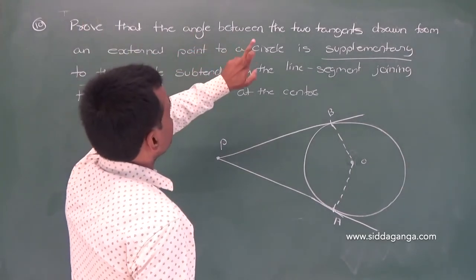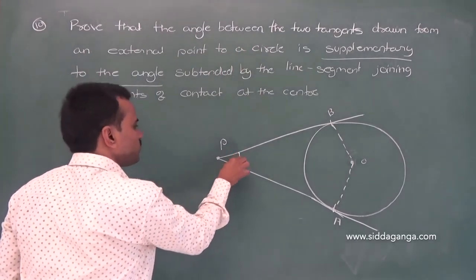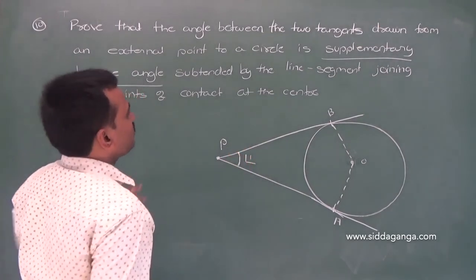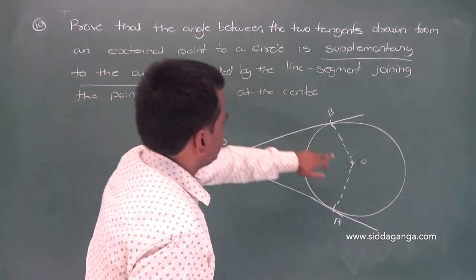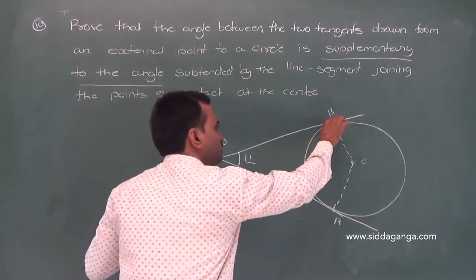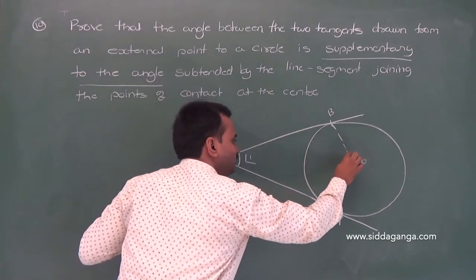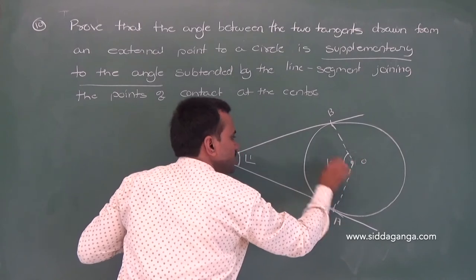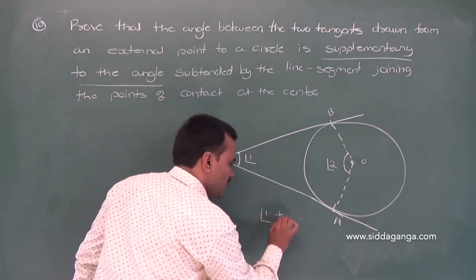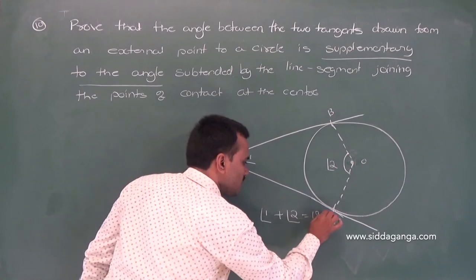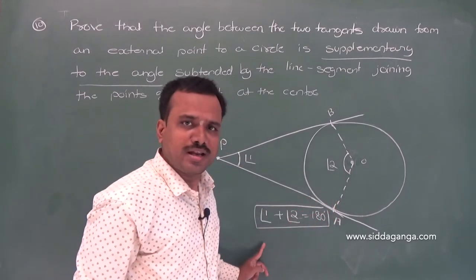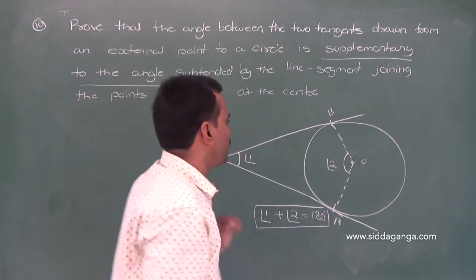Prove that the angle between two tangents drawn from the external point, this angle, I call it as angle 1. The angle subtended by the line segment joining the points of contact at the center, this angle, I call it as angle 2. What we have to prove? We have to prove angle 1 plus angle 2 is equal to how much? 180 degrees. Supplementary angles.